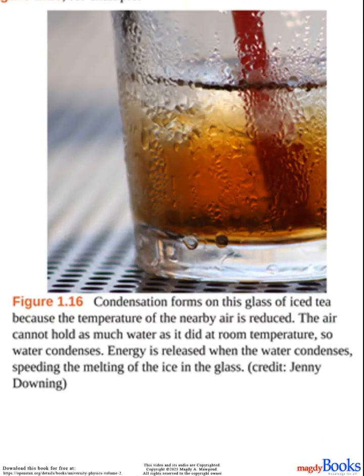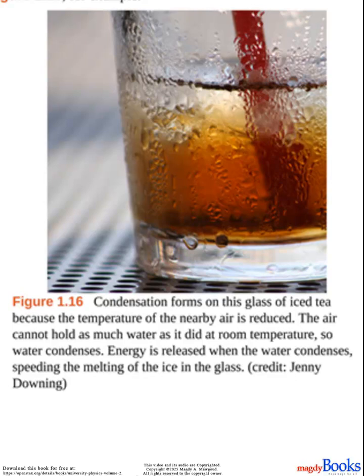Figure 1.16. Condensation forms on this glass of iced tea because the temperature of the nearby air is reduced. The air cannot hold as much water as it did at room temperature, so water condenses. Energy is released when the water condenses, speeding the melting of the ice in the glass.